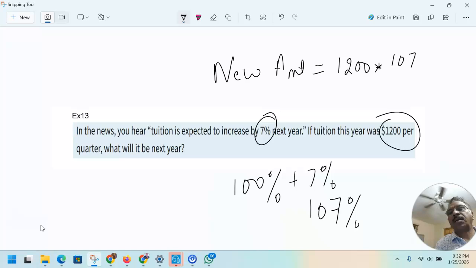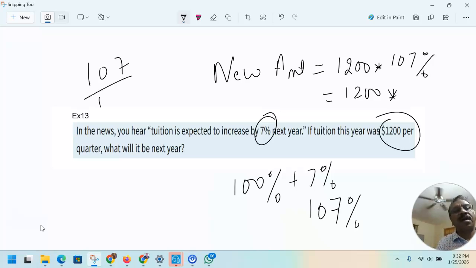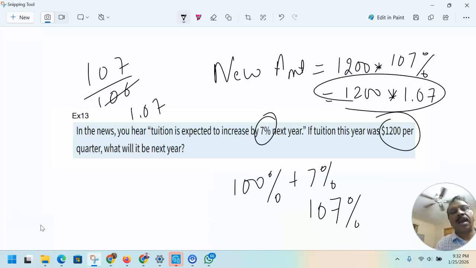Also, percent, remember, that means it is 107 over 100, and when you work that out, it will be 1.07. So this is 1.07, and when you do the maths, you get the same answer, 1284.